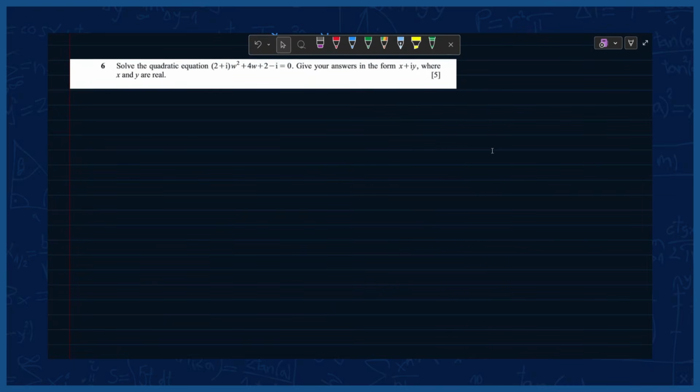Question number 6. Solve the quadratic equation (2 plus i)w squared plus 4w plus 2 minus i is equal to 0. Give your answers in the form x plus iy, where x and y are real. Okay, so we've got a quadratic equation, but obviously I hope you can tell that this is a complex quadratic equation because we're in the world of complex numbers.